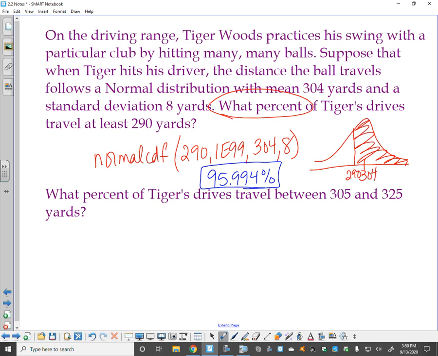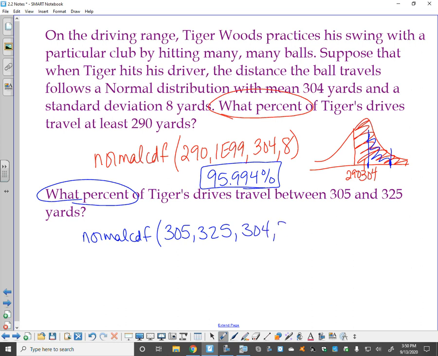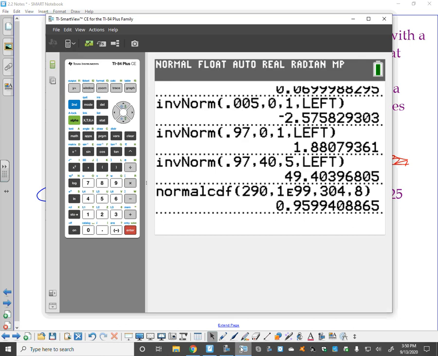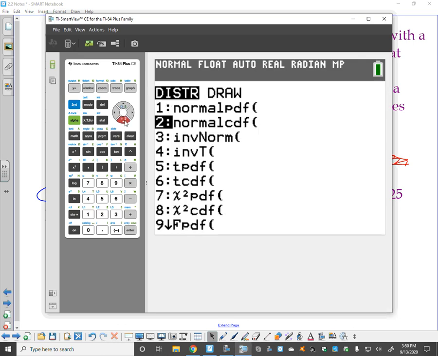What percent? There it is again. I know I'm a normal CDF, between a 305 and a 325. All right, now 305 is going to be here, 325, I don't know, somewhere over there. I know I'm going to be less than 50% now. I'm going from 305 to 325 with a mean of 304 and a standard deviation of 8. Let me go type that in.